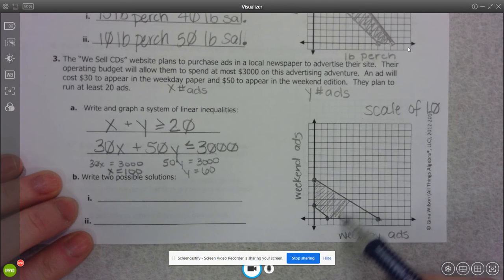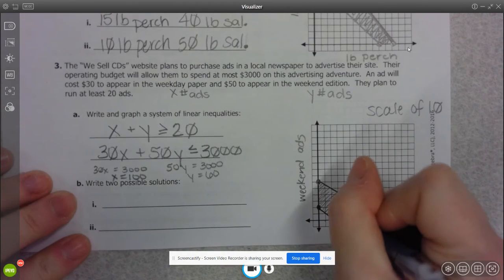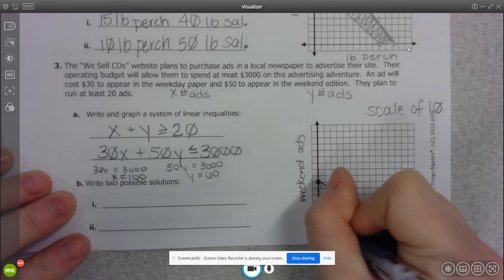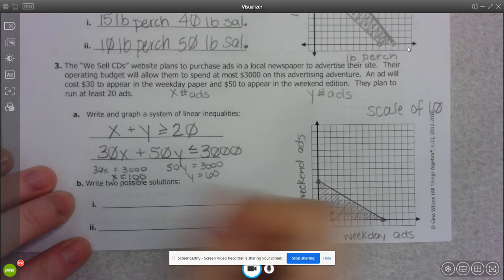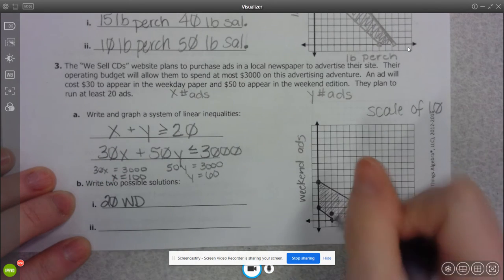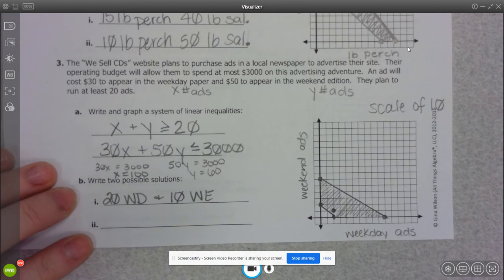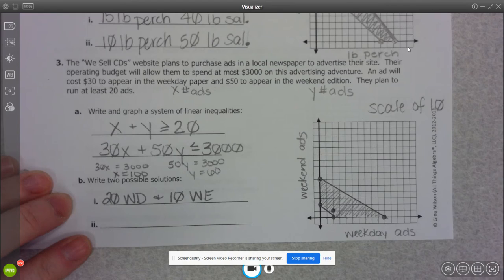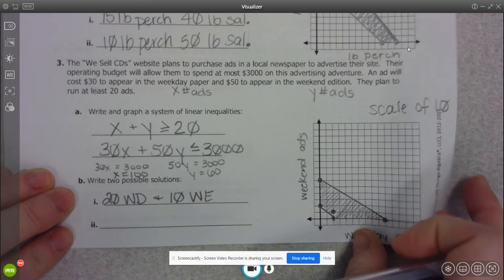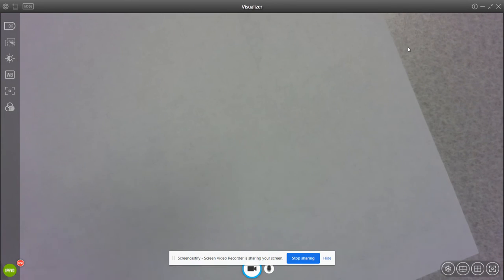And in this case, it's going to be shaded in between again. So you can pick any of the coordinate points in there, but remember your scale is 10. So if I did this point right here, that would be 20 weekday and 10 weekend. And then whatever other point you want to pick, as long as you remember you're counting by tens. So let's go ahead and look at the second page here.